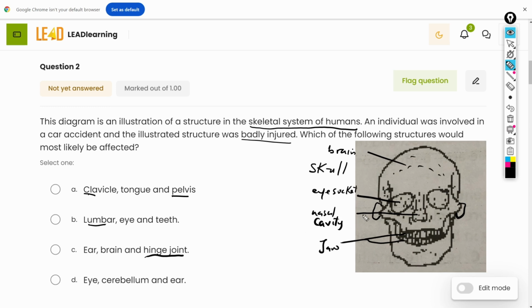Then option D, the eye, housed in the eye socket. The cerebellum, also called the little brain, is found at the hind part of the brain. The brain is divided into the forebrain, the midbrain, and the hindbrain. So the cerebellum is part of the brain, which means it's still housed here. And then, of course, the ear, which is here. So looking at these options, the structures that will be affected by this accident will be the eye, cerebellum, and the ear because they are housed by the skull. So our correct answer is option D.